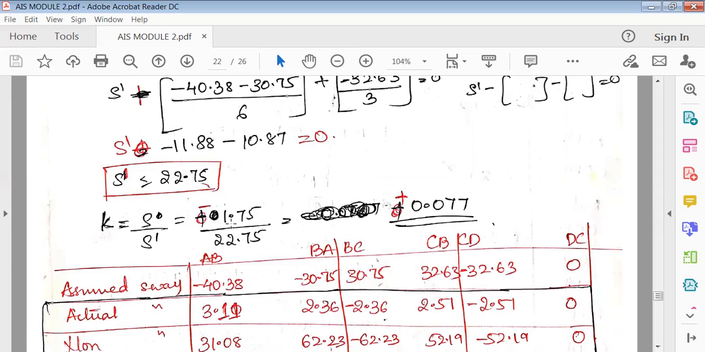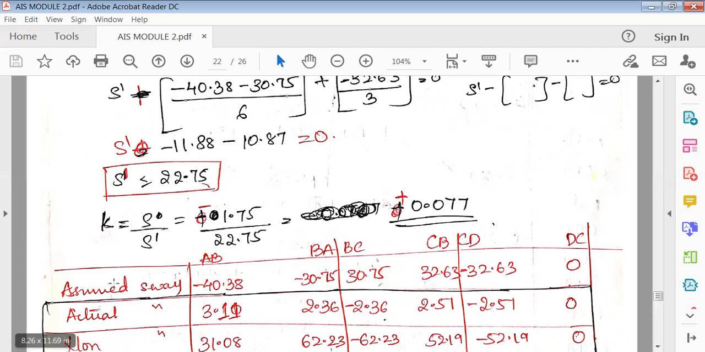This is the formula: K is equal to S by S dash. S is what we initially had, that is 1.75. S dash is what we have got now, 22.75. So S is from the non-sway analysis that we have done, and S dash is from the assumed sway analysis. Once you divide this, you'll get one answer. Don't take the signs here; I've ignored the signs and taken it plus. So 1.75 divided by 22.75 is 0.077.